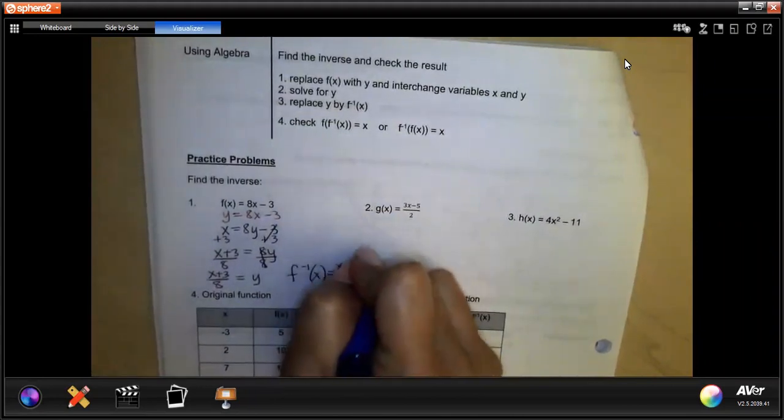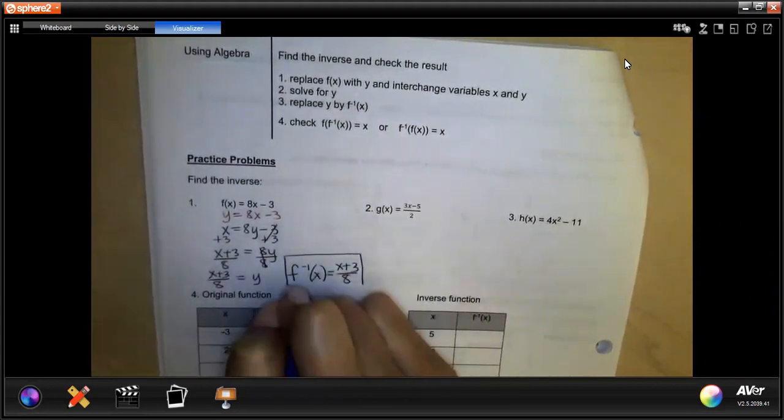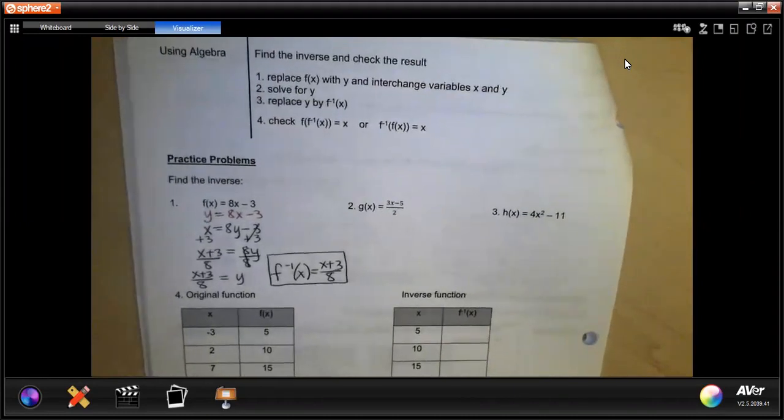And so we need to replace it. And so this is my inverse function. We want that proper notation, which is f to the negative 1 of x. That's my inverse. We'll go ahead and try a couple more just so that you can see it again.